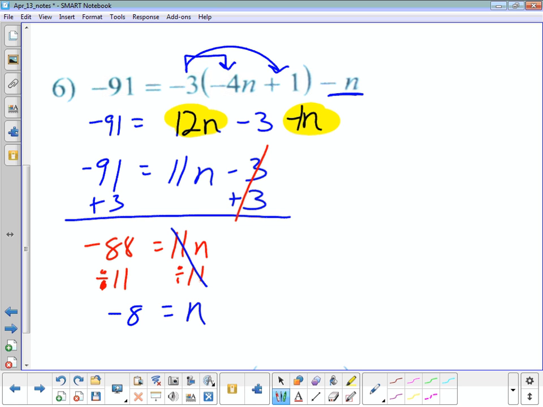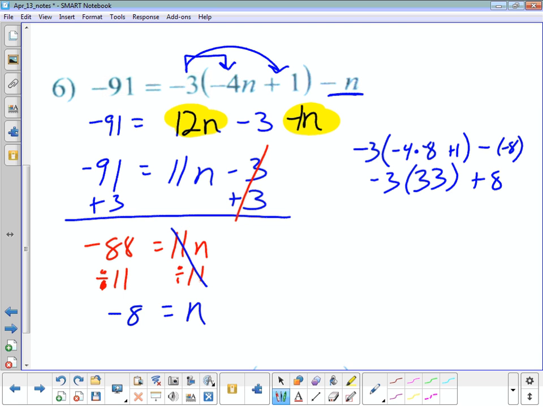So what am I going to do? I'm going to check to make sure it works. I've got a -3 parenthesis, -4 times a -8 plus 1, and then I'm supposed to subtract the -8. Well, -4 times -8 is positive 32, plus 1 would be a positive 33. I have a -3 times 33, and then I got a minus a -8. Well, that's just plus 8. Remember, anytime you get minus a negative. So -3 times 33 is a -99 plus 8.